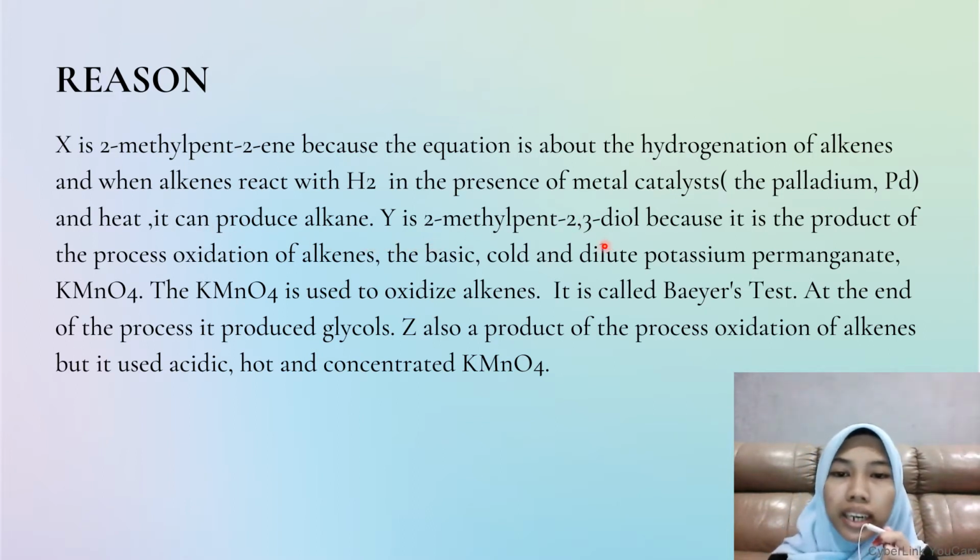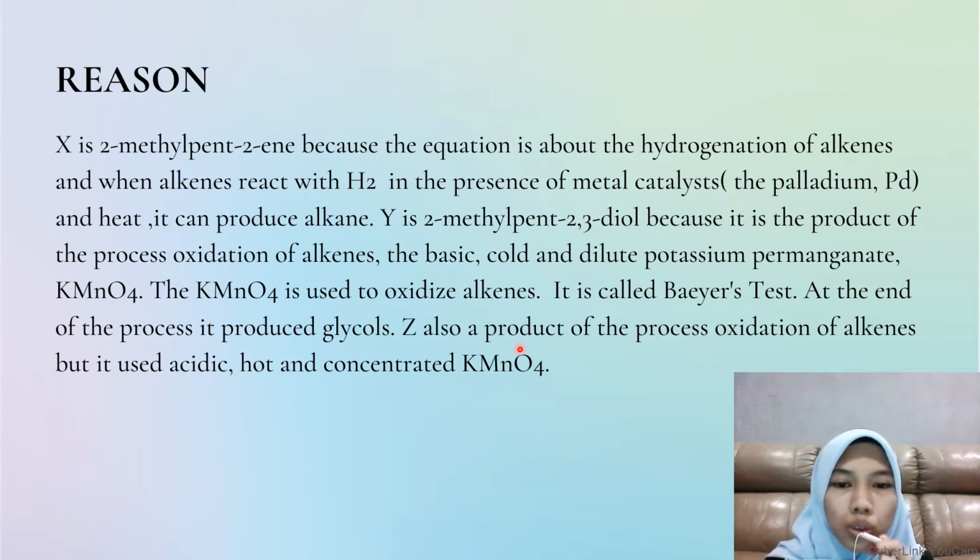So next, Y. Y is 2-methylpentane-2,3-diol because it is the product of the oxidation of alkenes with basic, cold, and dilute potassium permanganate. The potassium permanganate is used to oxidize the alkene. It is called Baeyer's test. At the end of the process, it produces glycols.